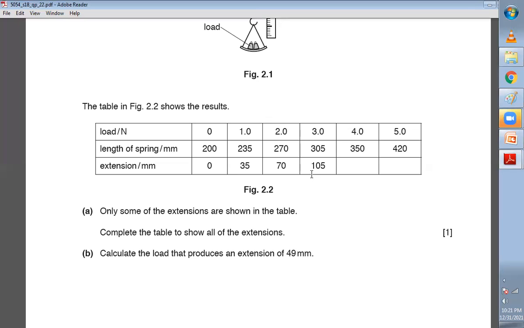305 minus 200 is 105. 350 minus 200 is 150. 420 minus 200 is 220. So this is how you can fill this extension. Only some of the extensions are shown in the table. Complete the table to show all the extensions. I hope you understand. I have shown you.